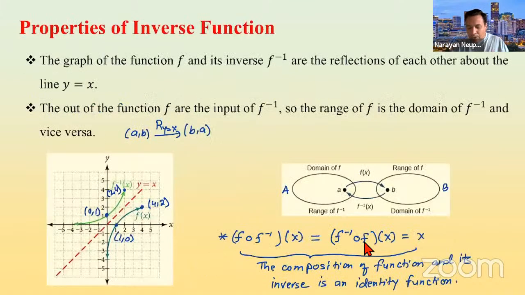And in the first one, when looking at the property, we saw that the graph of the function and the inverse are reflections about the line y equals x, so that every point on the regular graph has an image about the line y equals x. Like (1, 0) becomes (0, 1), (4, 2) becomes (2, 4). Meaning the domain of f is the range of f inverse, and the range of f is the domain of f inverse. So these are the basic concepts we have seen so far.